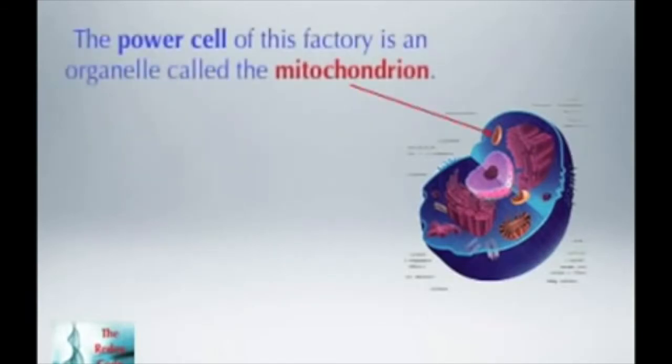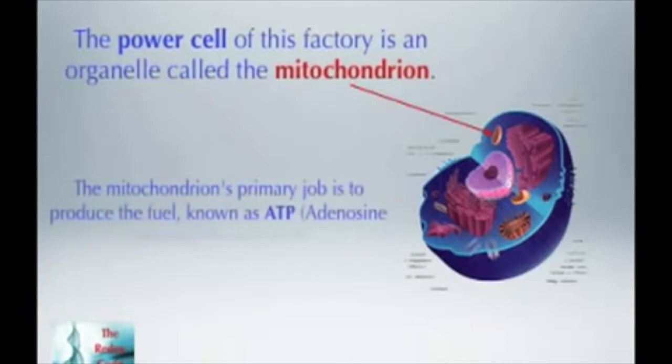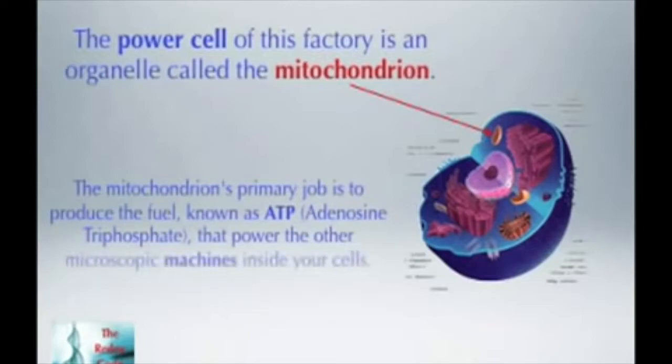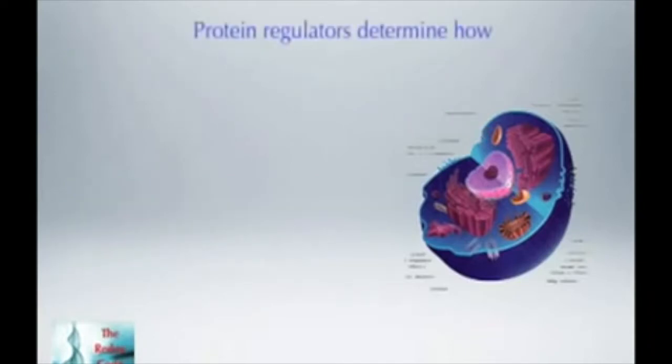And now the power cell of this factory is an organelle called the mitochondrion. And the mitochondrion's primary job is to produce the fuel known as ATP, that's adenosine triphosphate, that powers the other microscopic machines inside your cells. And protein regulators determine how much ATP fuel is used and when.